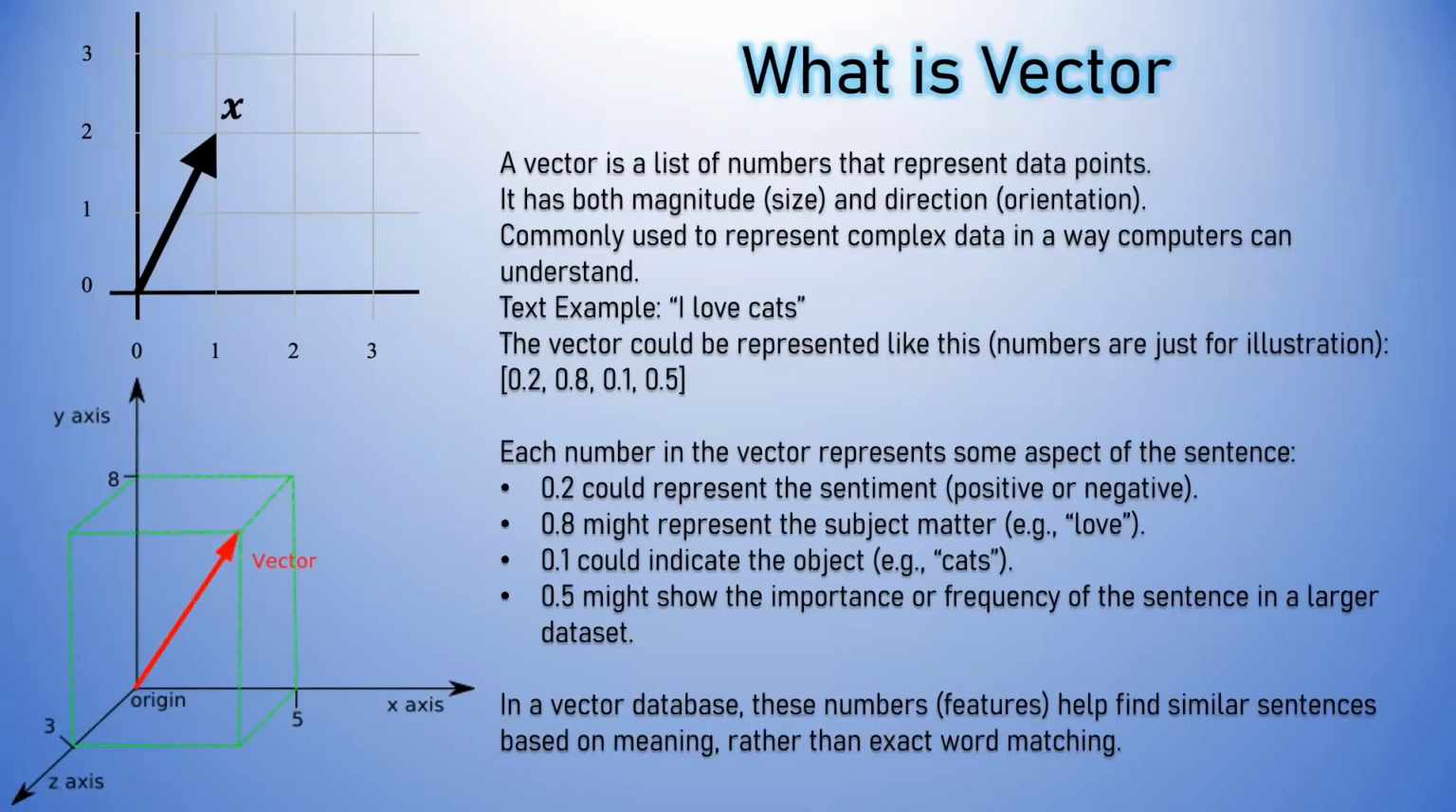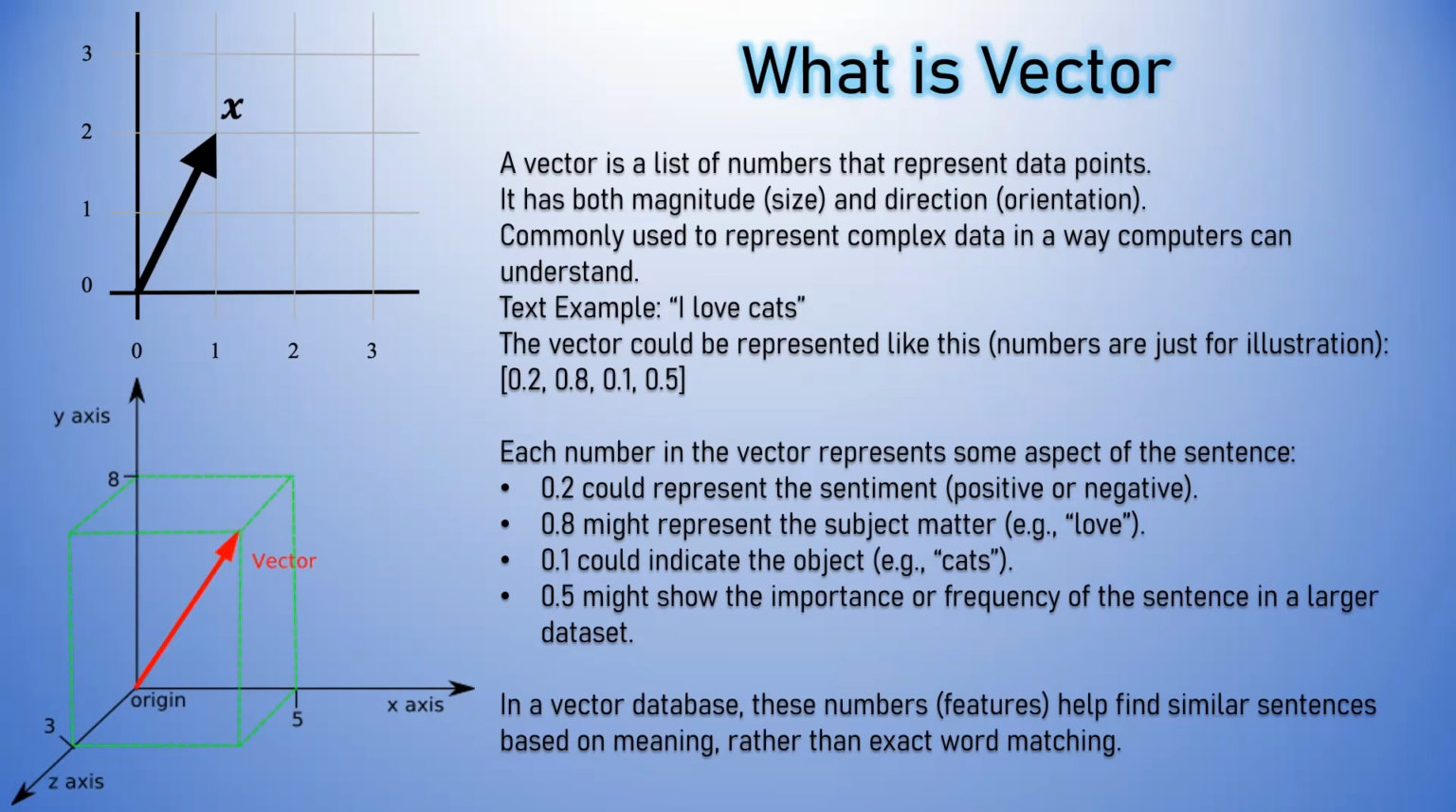If you are from different backgrounds such as mathematics, the IT field, or statistics, everyone will have their own definition. But let's try to understand what a vector is. A vector is a list of numbers that represent data points. Maybe you can consider it a list of numbers. However, in science, we have magnitude and direction.